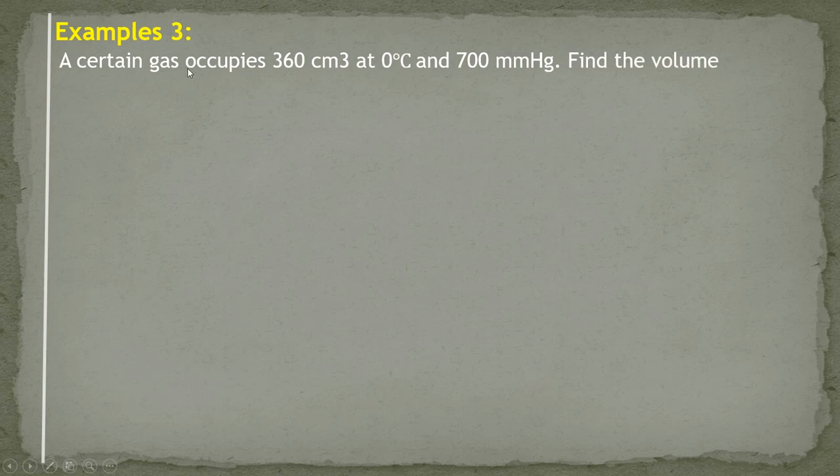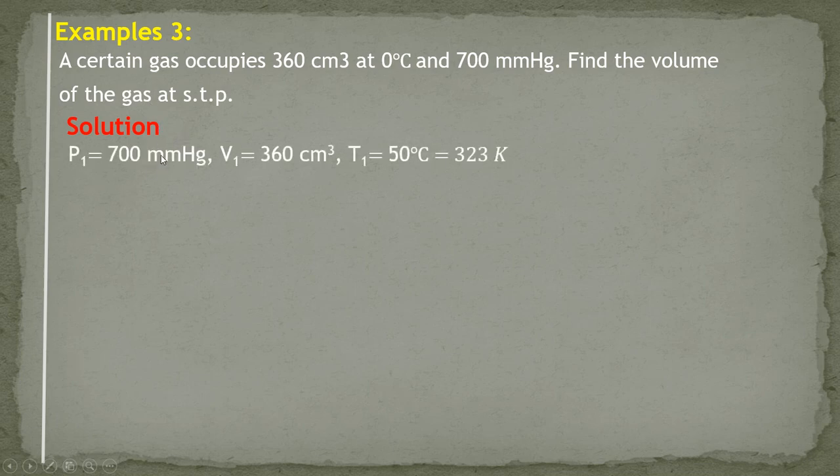Example 3. We are told a certain gas occupied 360 centimeters cubed at a given temperature and 700 millimeters of mercury. Determine the volume of the gas at STP. I think this one you can even work out easily. What is our P1? 700 millimeters of mercury. What is our V1? 360 centimeters cubed. What is our T1? 50 degrees Celsius, and when we add 273 to 50, it gives us 323 Kelvin.